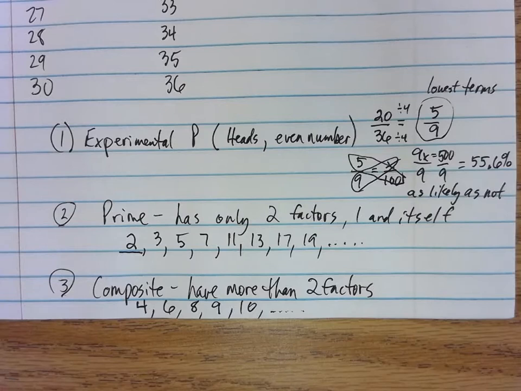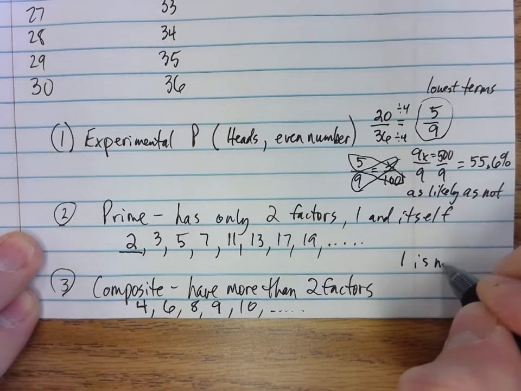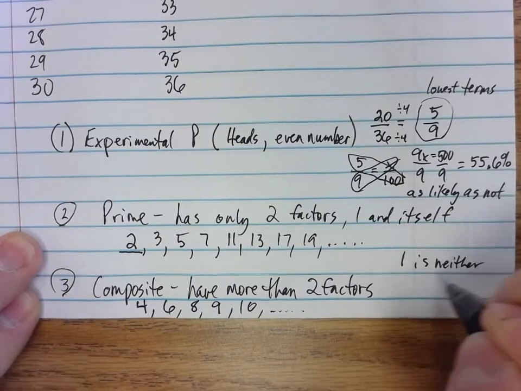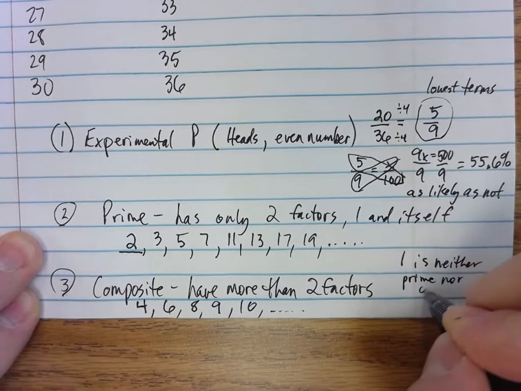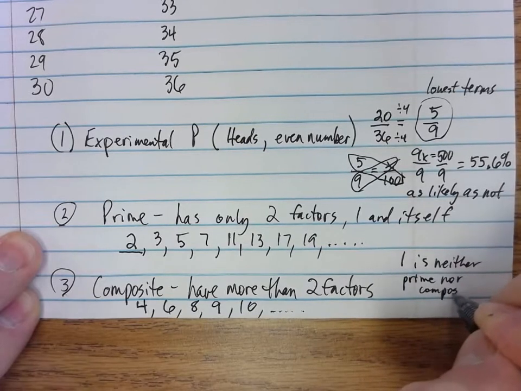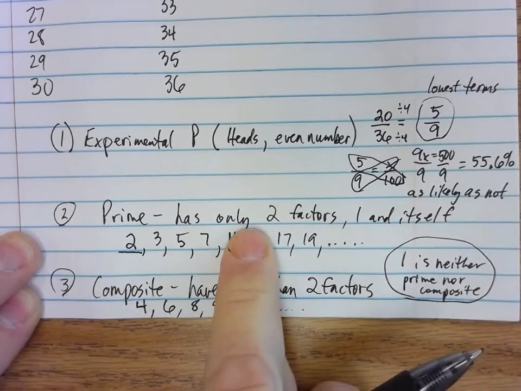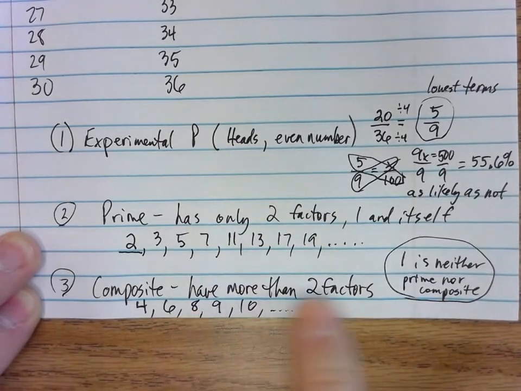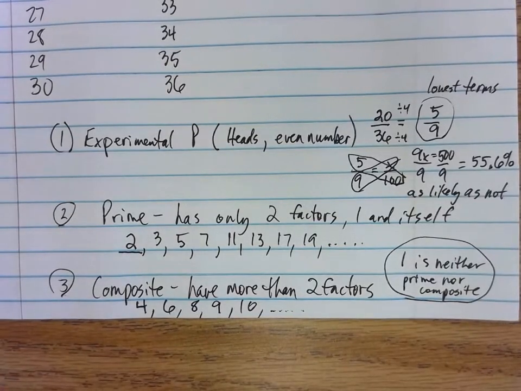So just remember, 1 is neither prime nor composite, because it only has 1 factor. Primes have 2 factors. Composites have more than 2 factors. 1 only has 1 factor. The only way you can get 1 is by doing 1 times 1, so it only has 1 factor. So it doesn't qualify either way.